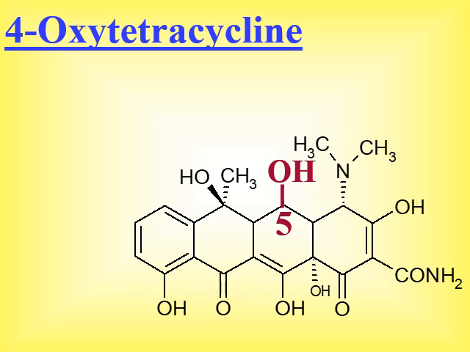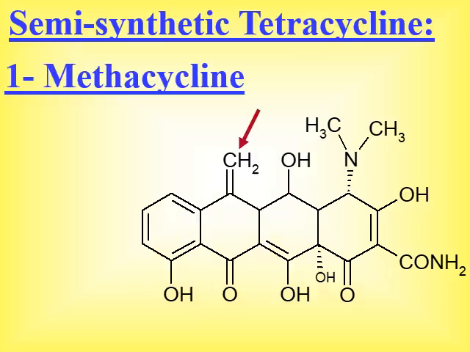The fourth natural tetracycline is oxytetracycline. What is the difference between it and tetracycline is the presence of a hydroxyl group at position number 5. It is considered to be the most hydrophilic tetracycline. These are the 4 natural tetracyclines.